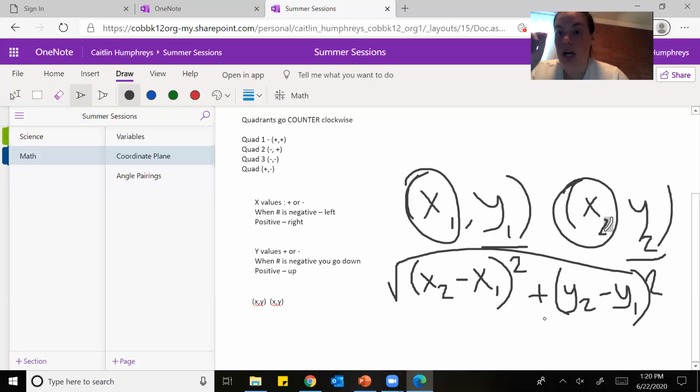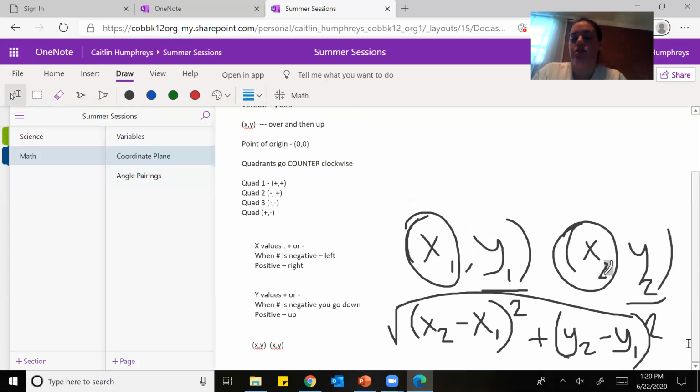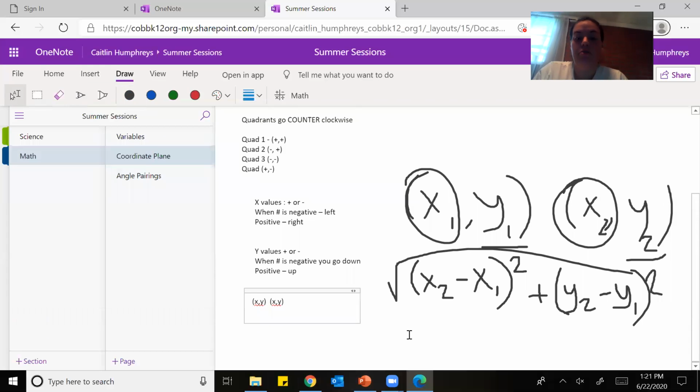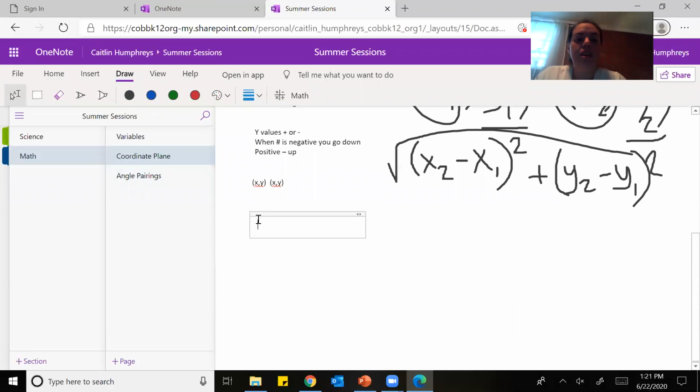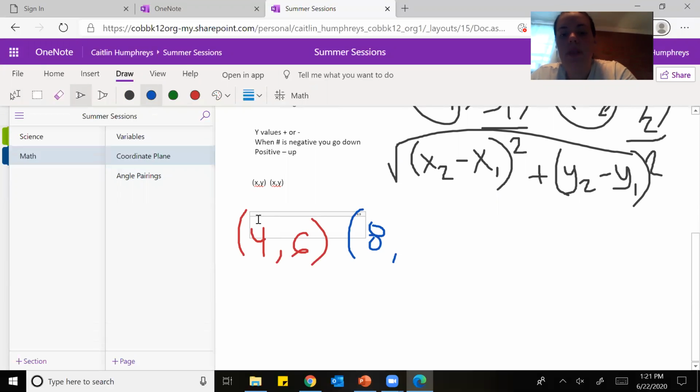Do not, watch, I promise you, I've done it, I've seen people do it, I've graded tests with it done, it's just tragic. Let me give you an example of what the most common mistake you're going to make is. Let me give you set 4,6 and set 8,3. Okay, notice these are different.